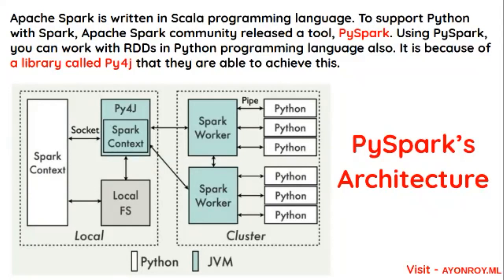Then you have workers. The blue boxes are the JVMs, so here a Java virtual machine is running. We discussed what a Spark context does, and a driver. Then you have these workers. In the middle there is a cluster manager which interacts with all those workers. In the local setup, Spark context has a socket through which the interaction takes place. And here you have Py4j. This is a library which helps the Python API interact with the functionalities of Spark.